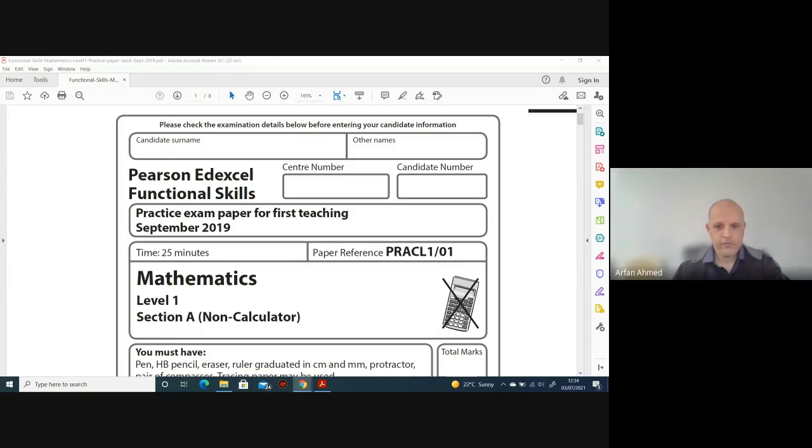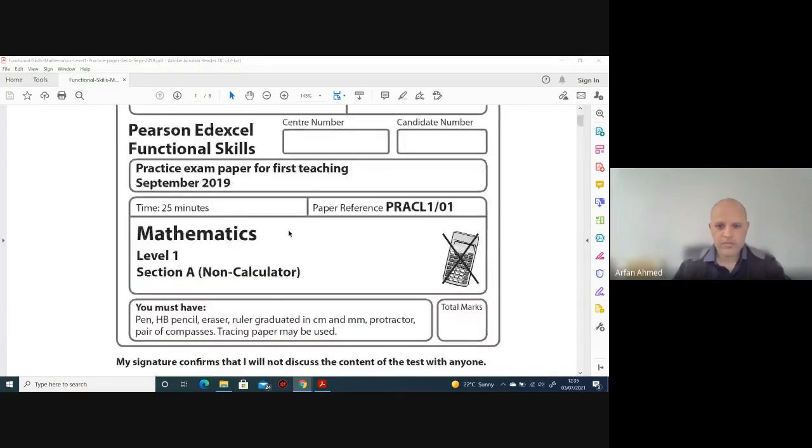This is a walkthrough for one of the functional skills level 1 papers that we did in class, and this is section A. I should say September 2019 on the front. So let's do this one.